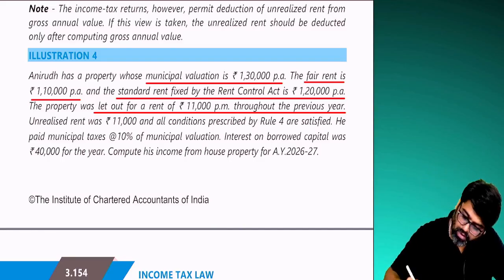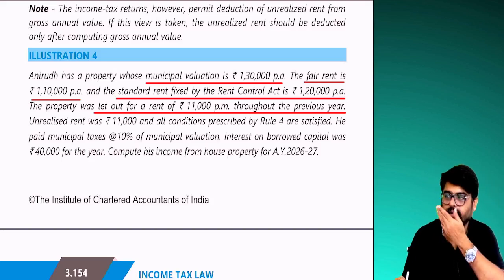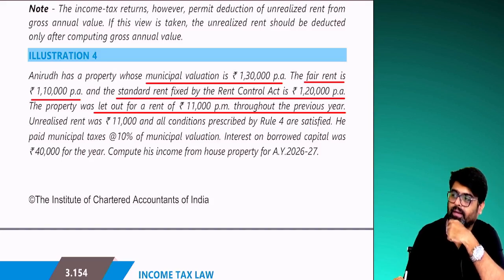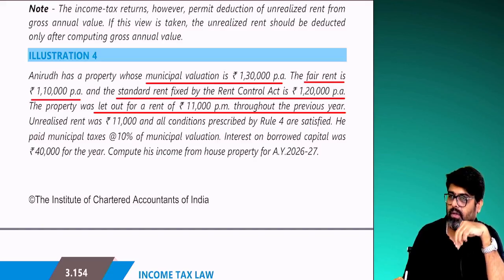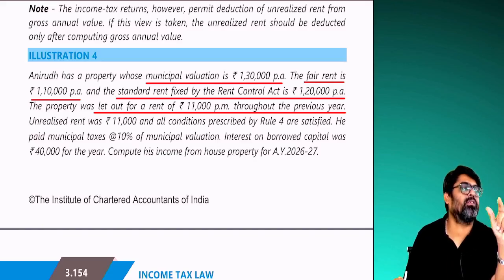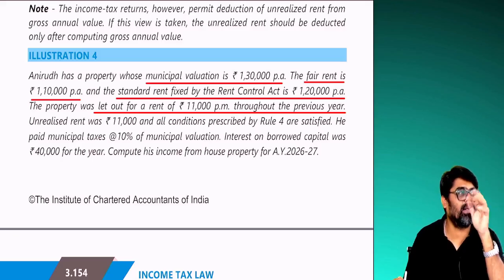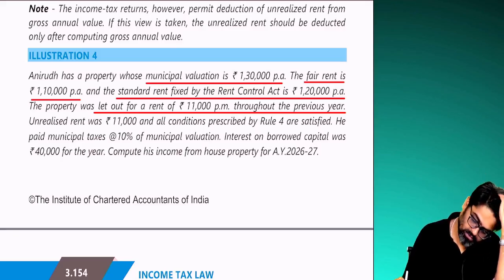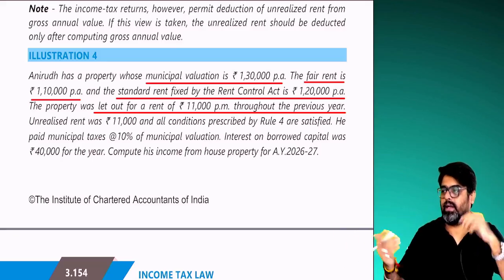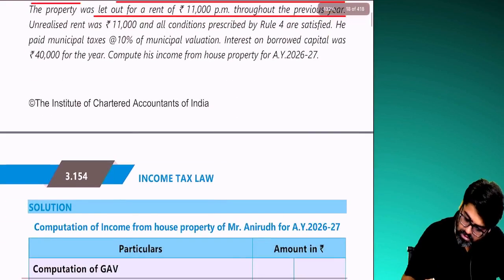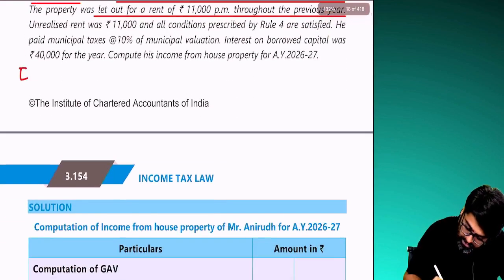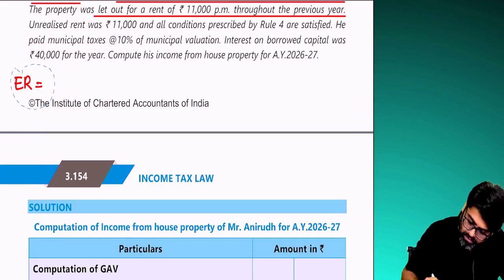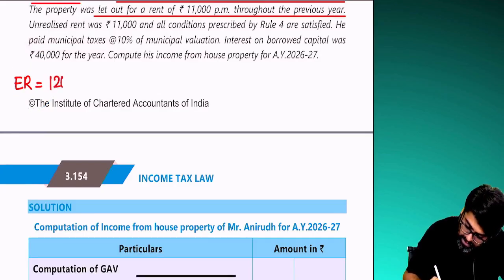So do you have municipal value? How much? Do you have fair rent? How much? 1,30,000 or 1,10,000, whichever is higher, 1,30,000. Do you have standard rent? How much? 1,30,000 or 1,20,000, whichever is. What is your expected rent? Expected rent is 1,20,000. Yes or no?